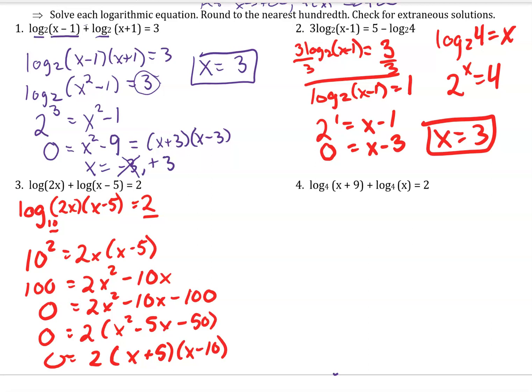If you need to, you can go through the process of factoring that on your own. So what do we know? 2 times 2 different factors equals 0, so one of the factors must equal 0. So either x equals negative 5 or x equals positive 10. We're looking back at the equation. Negative 5 times 2 would be negative 10. We can't have a log of a negative number, so that is an extraneous solution, and our only good answer is x equals 10.